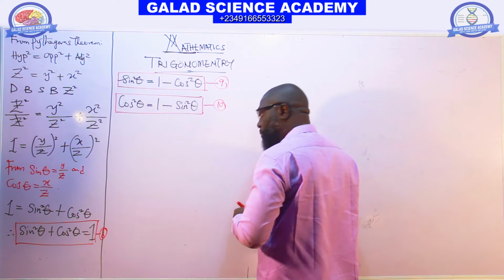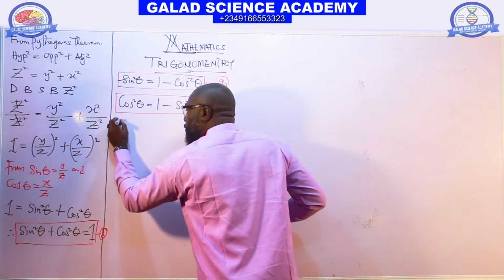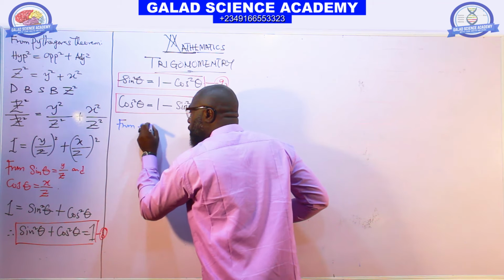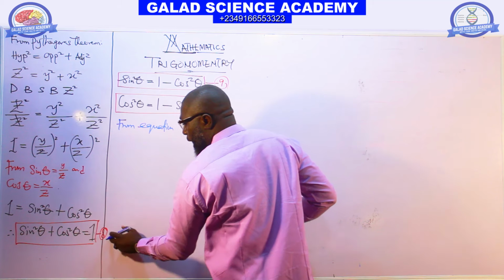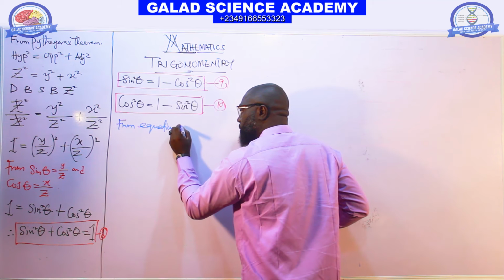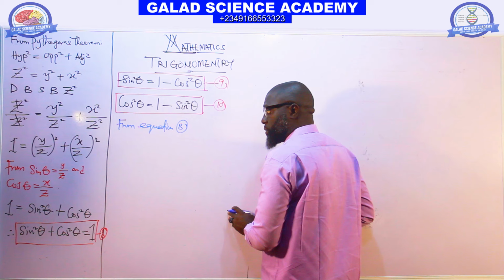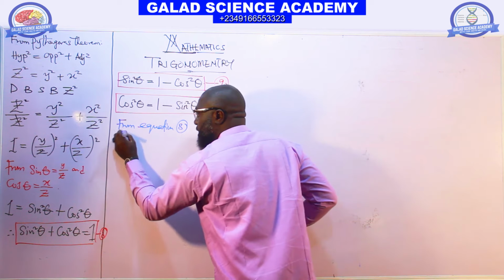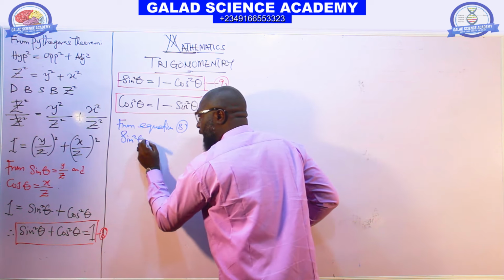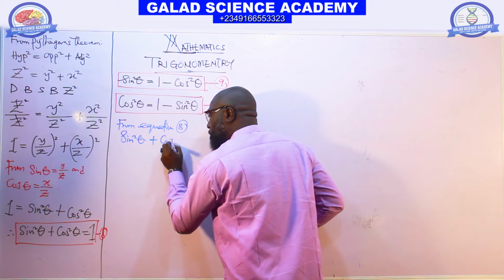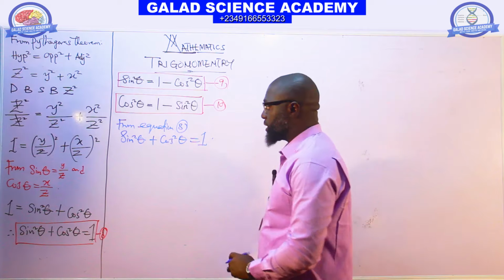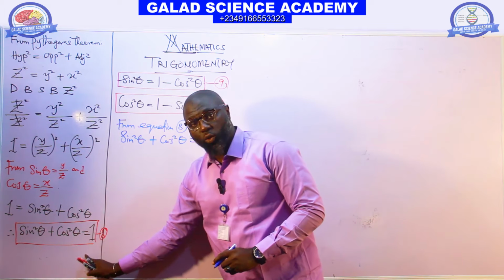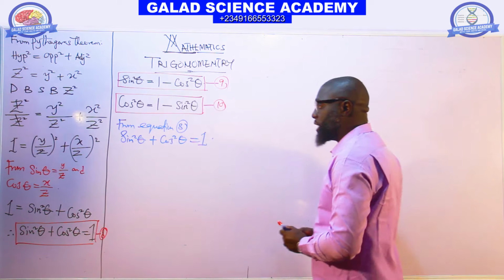The next one, from equation 8. What do we have in equation 8? Sin squared theta plus cos squared theta equal to 1. We agree, this is a proof now. Equal to 1. Good. What do we do next?